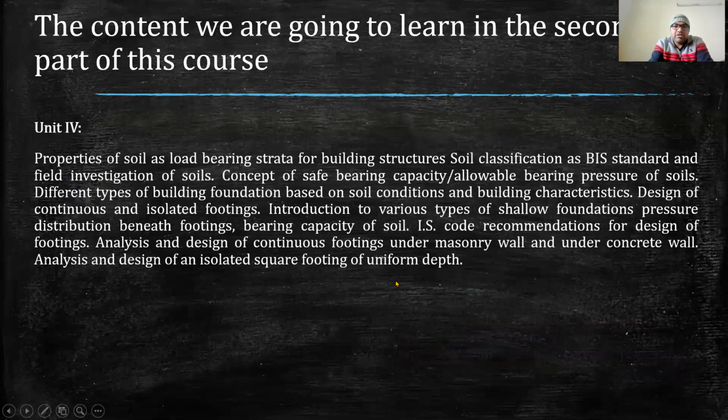And in the fourth unit, we will discuss the foundations and the soil, as the soil is related to the foundation design. So we will briefly study the soil, the properties of the soil, the BIS classification of the soil, and the concept of safe bearing capacity. Similarly, the pressure variation in the foundation, because different types of soil offer different variation of the pressure.